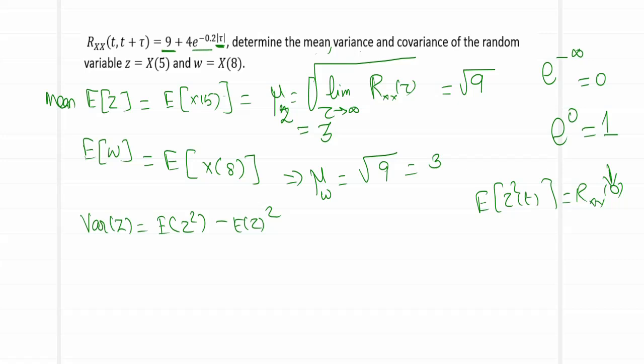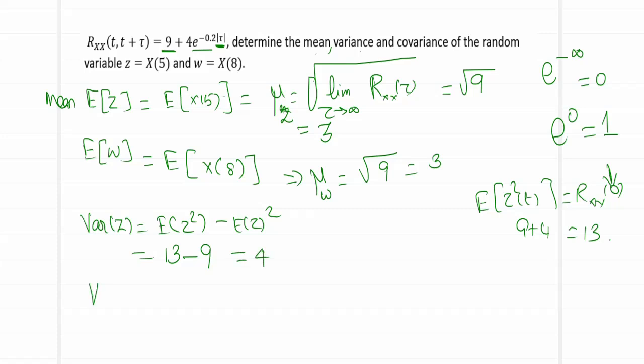So 4 into 1 makes it 4, 9 plus 4, that makes it 13. So I will have variance of z equal to 13 minus mu z, which is 3, the whole square. 3 the whole square is 9. So it is going to be 13 minus 9. What will be 13 minus 9? We know that this is equal to 4. So variance of z is 4.